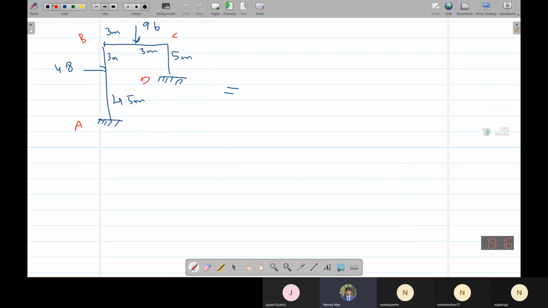Similarly, here we have one reaction, two reactions, and three at A. We are not ignoring horizontal because this is a frame. We ignore it only in beams. We don't ignore it in frames and in trusses. So here the formula is R minus 3, or 6 minus 3 is equal to 3. It is indeterminate to third degree.